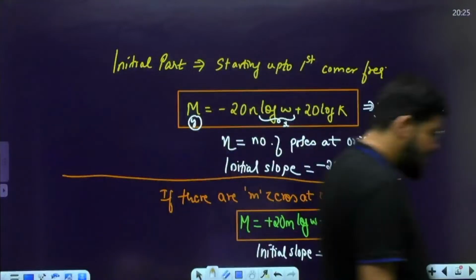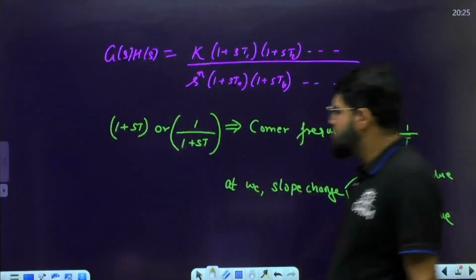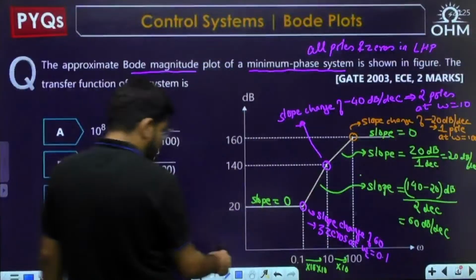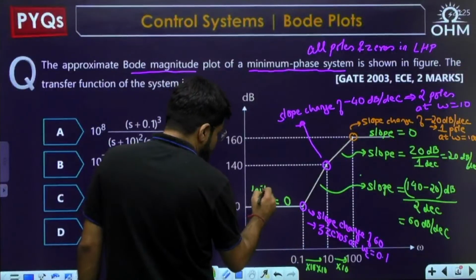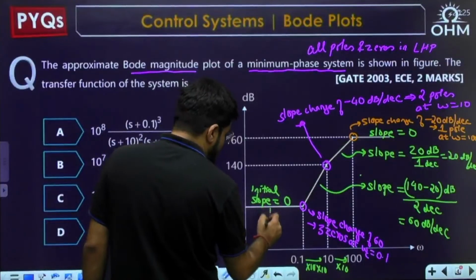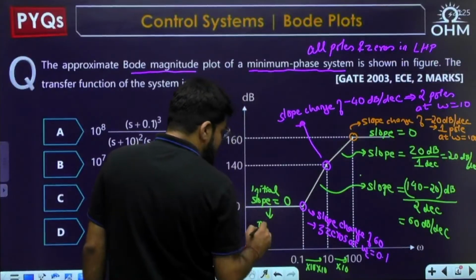Now, dear, let's go back to the graph. What is the slope? This is the initial, beginning slope. So this slope, which was 0, is the initial slope. And because the initial slope is 0, what is the initial slope formula?